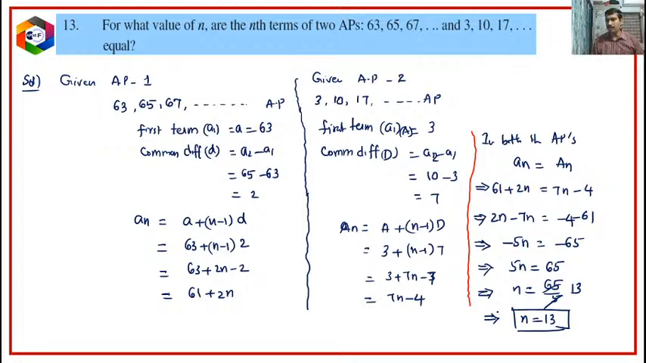That means that from this what you can understand is, in this particular progression and in this particular progression, if you calculate the 13th term, then whatever value you get here for the 13th term, the same will be in the second progression also. So that is okay, children. I hope it is clear.